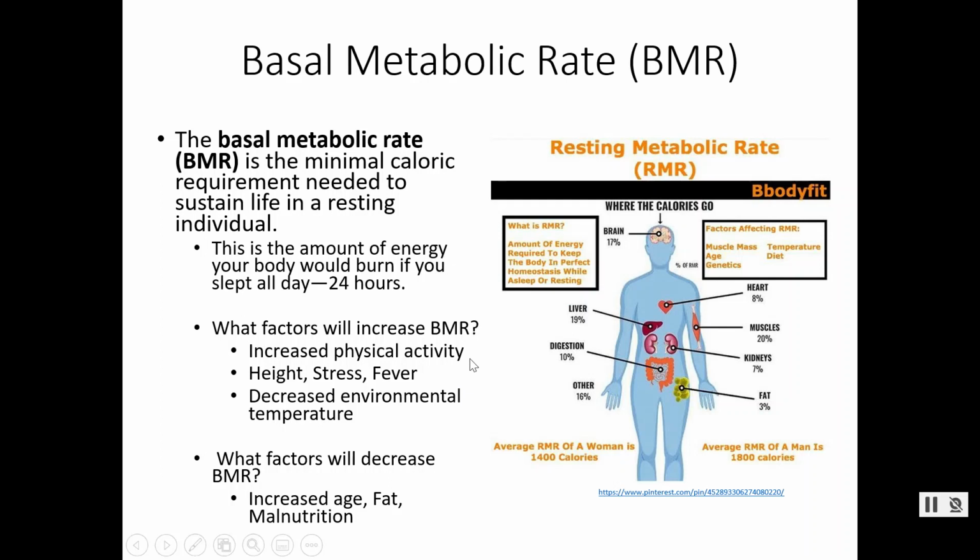Well, we can increase our BMR by increasing our physical activity. Every time you exercise, you burn more energy than normal. If you increase your height, your stress, or if you have a fever, all of those would increase your BMR, some temporarily, some more long-term. Decreased environmental temperature: the colder you get, the more energy you need to keep yourself at that good old 98.6. We also have factors that will decrease your BMR, so as you get older or if you put on weight, you do not need as much energy to stay alive.